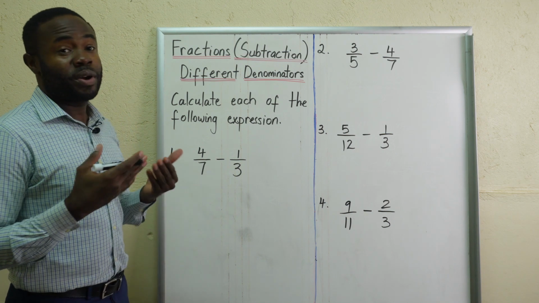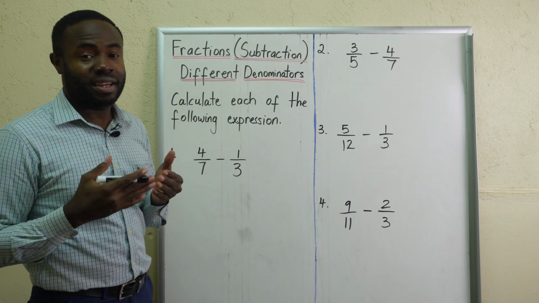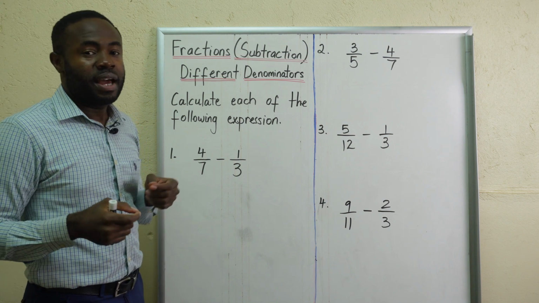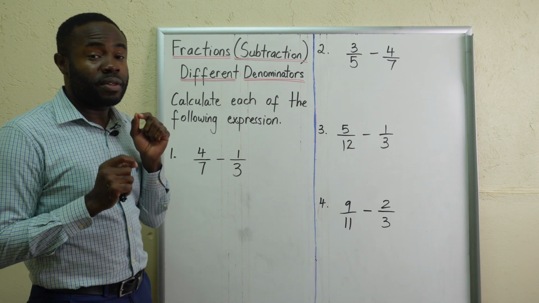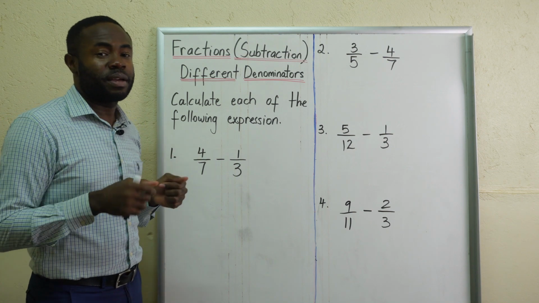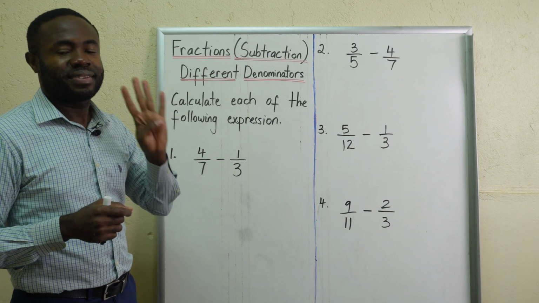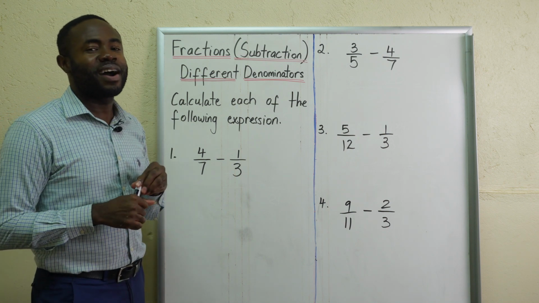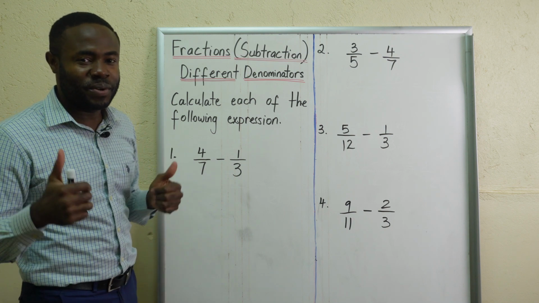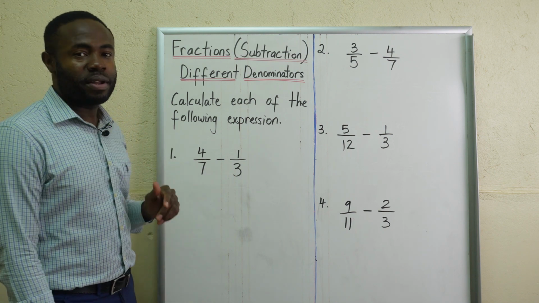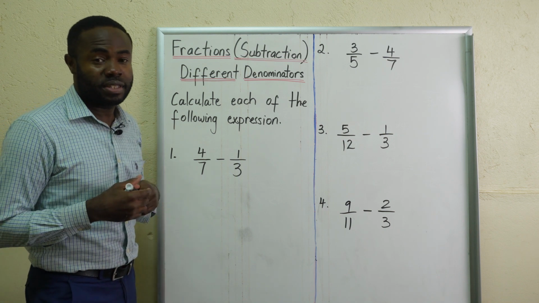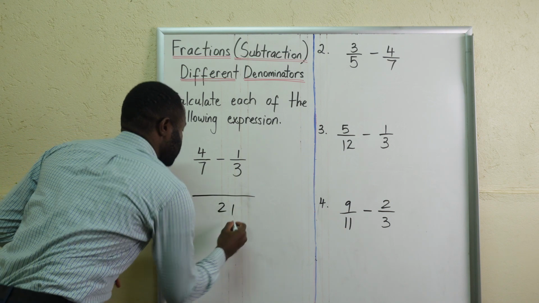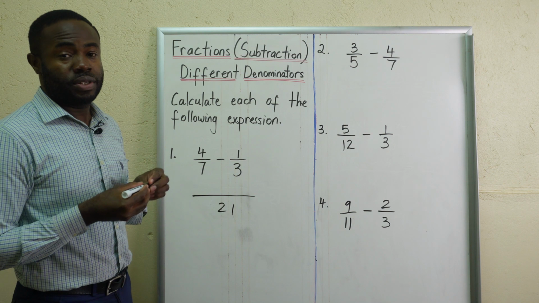For this one, I'm going to ask you to check your timetables, all right? So you're going to look at your 7 times, then you're going to look at your 3 times. And when you find a number that is common to both of them, you're going to tell me. So I'm giving you 5 seconds. Did someone say 20? Look again. Come on, look again. Did someone say 21? Good job. Alright, so the lowest common multiple for 7 and 3 is 21. So that is going to become our common denominator. Alright, so the common denominator is 21.